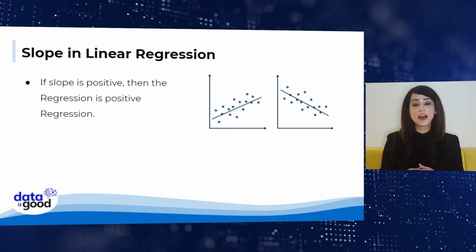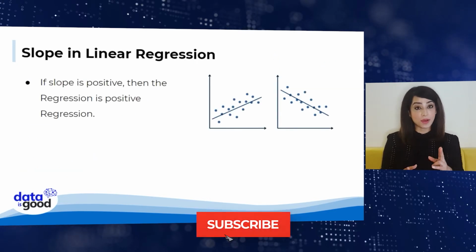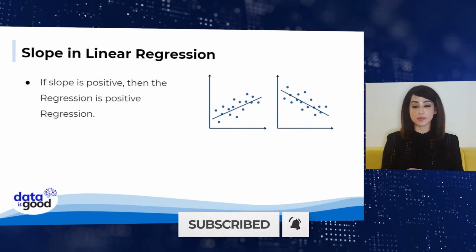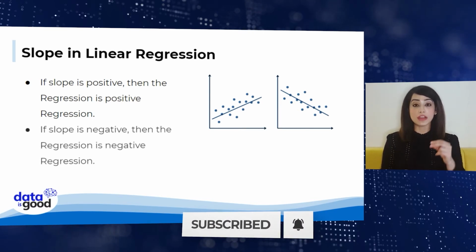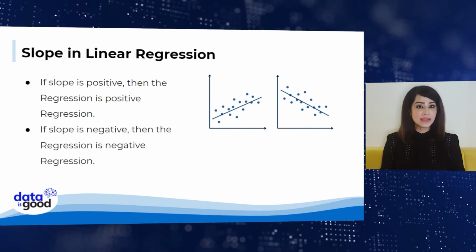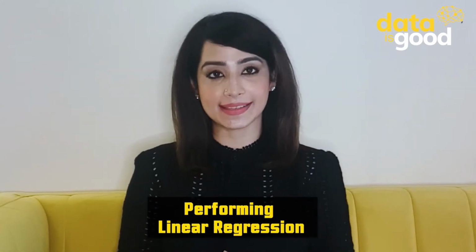If the slope of the line is positive, then there is a positive relationship between the two variables. And if the slope of the line is negative, that means there is a negative relationship between the two variables. So this is all about linear regression. And now in this lecture, we are going to perform linear regression in Excel.